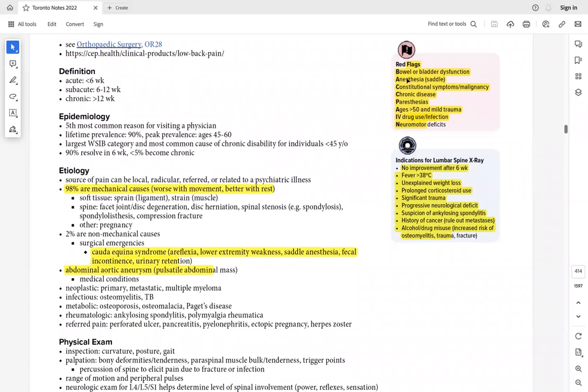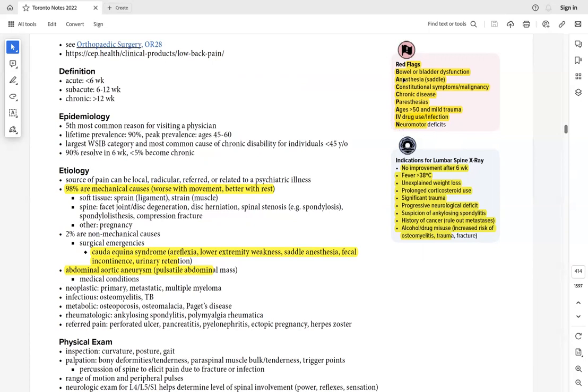Very important: bowel and bladder dysfunction, saddle anesthesia, constitutional symptoms or malignancy, chronic disease, paresthesia, age above 50 and mild trauma, IV drug user, and neuromotor deficits. So these are the red flags. If the patient is presenting with back pain and has any of these red flags, we have to urgently refer.